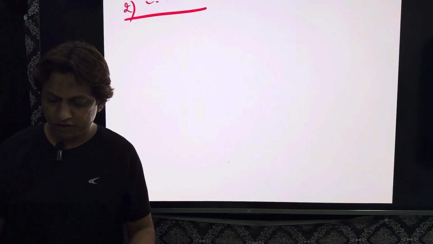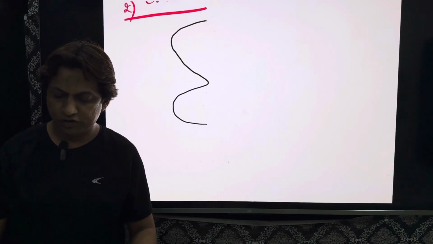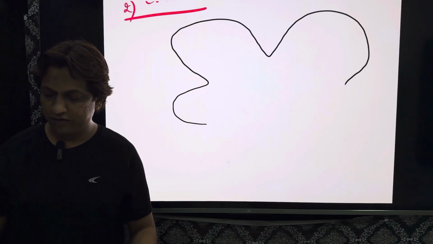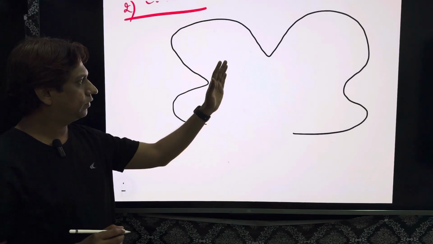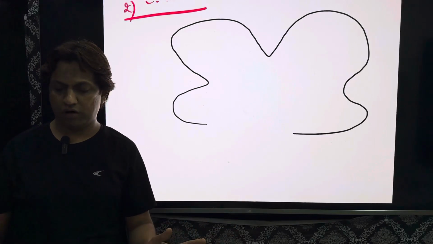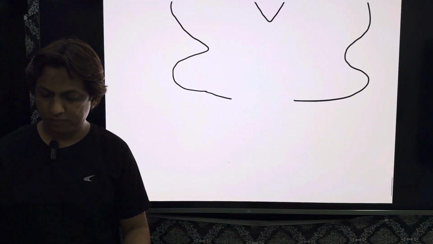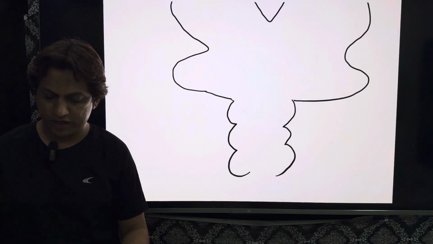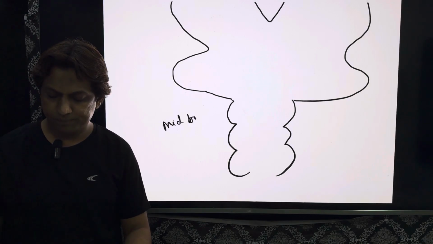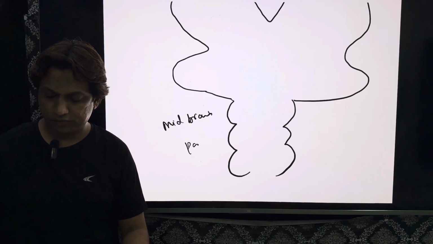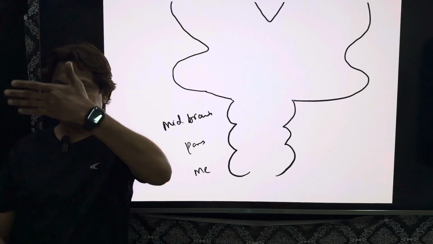So I am just drawing a very rough line diagram of the cerebral cortex, right side and left side. This is the right side, this is the left side cerebral cortex. Now there will be brainstem also, just at the base here: midbrain, pons, medulla. Let me write down here, midbrain, pons, medulla.